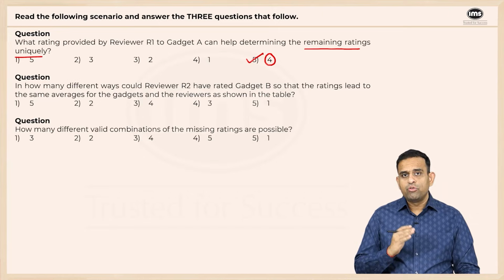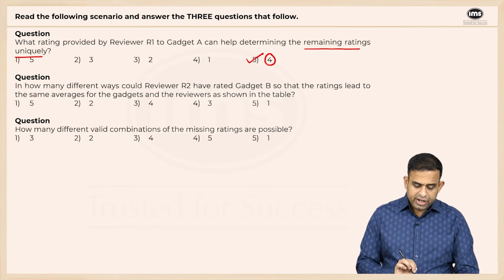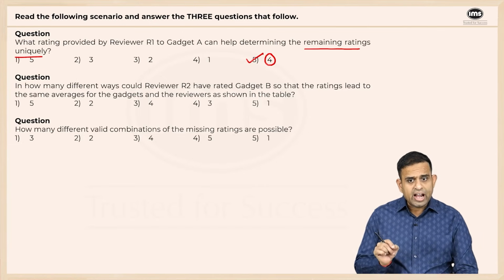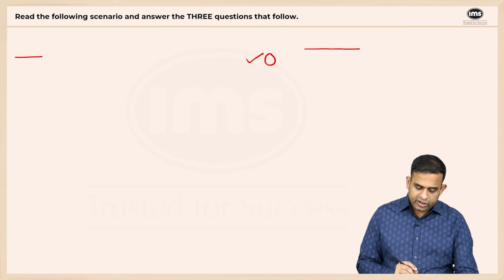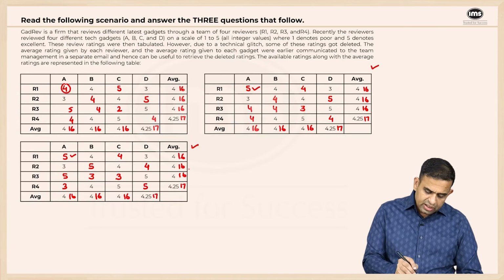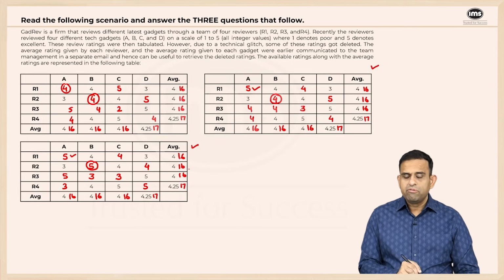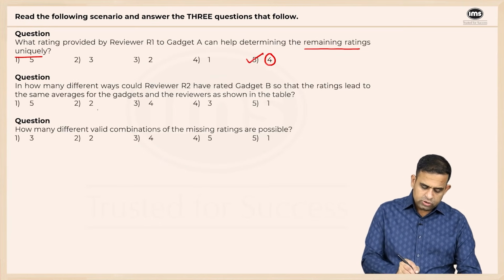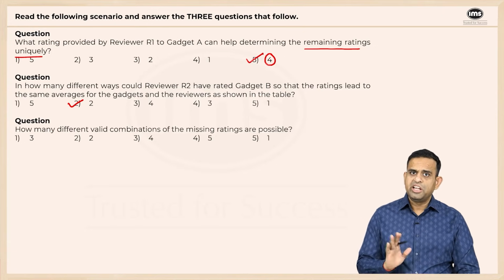Where R1 gave a rating of 4 to gadget A, it helps us find a unique rating for all the other scenarios. The next one talks about in how many different ways reviewer R2 could have rated gadget B so that the ratings lead to the same average for the gadgets and the reviewers as shown in the table. So as you can see, R2 could have given a rating of 4 to gadget B, or it could be 5. So for 2 ratings, 4 or 5, the entire table will match. So there are 2 ratings, 4 or 5, given by R2 to gadget B that will lead to the same table.